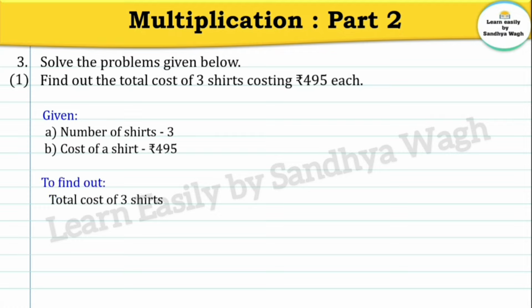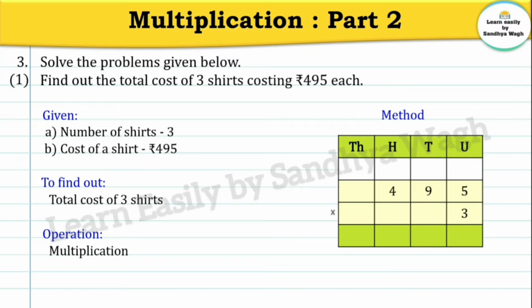So to find out total cost of 3 shirts, operation, multiplication, method, 495 multiplied by 3. 3 5s are 15. So we'll write 5 in the units place and 1 will go in the tens place as a carry over. 3 9s are 27. 27 plus 1, 28. So we'll write 8 in the tens place and 2 will go as a carry over in the hundreds place.